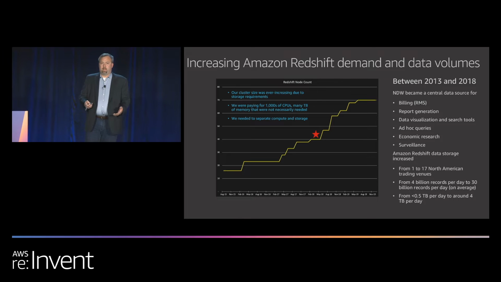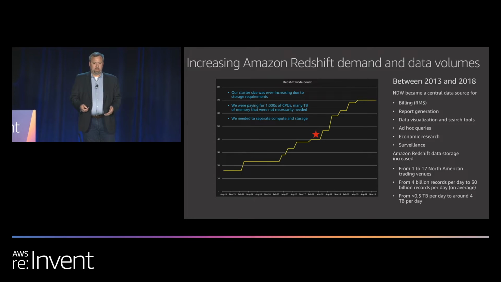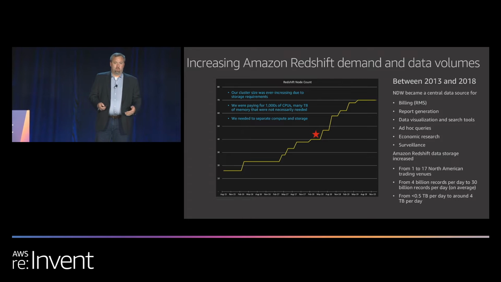So this was the time when we started thinking about separating our compute layer from our storage layer, which implied a data lake solution. Also during this time, where you see the red star, was a time when market volatility dramatically increased. We had come out of a relatively quiet period in the markets, and in early 2018, volatility increased significantly, and what that meant was that we had to ingest more data.